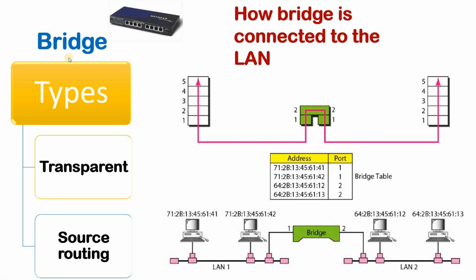Another device is the bridge. We can classify the types of bridge into two categories: transparent and source routing. How is a bridge connected to the LAN? This diagram shows a table in which I have given 4 IP addresses. The 4 IP addresses are connected to different ports. This diagram indicates the bridge table, and here I am connecting 4 PCs with different IP addresses to different port numbers.